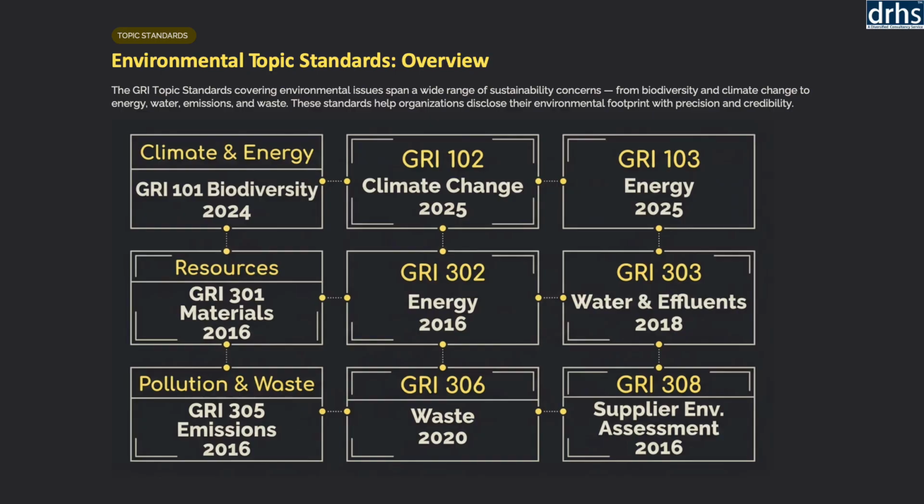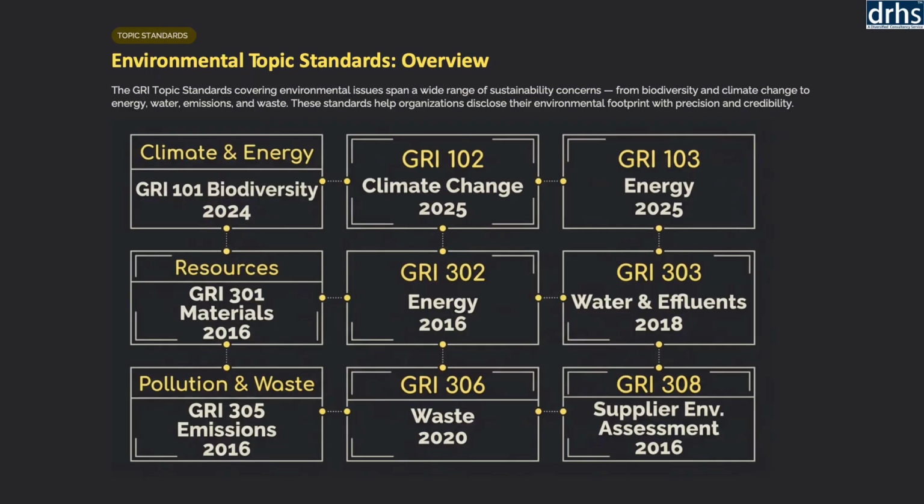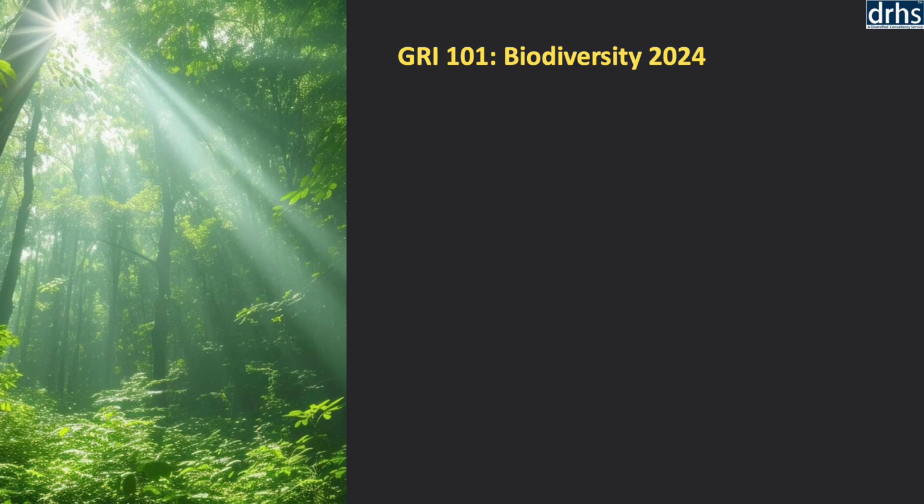of finite natural assets. The pollution and waste segment, encompassing emissions, waste management, and environmental compliance, underscores the responsibility of organizations to minimize adverse environmental externalities and adhere to regulatory norms. Collectively, the environmental topic standards provide a granular, impact-oriented framework that enhances transparency, comparability, and decision usefulness. They enable organizations to move beyond symbolic commitments, embedding environmental accountability into measurable, reportable, and strategically aligned sustainability practices.